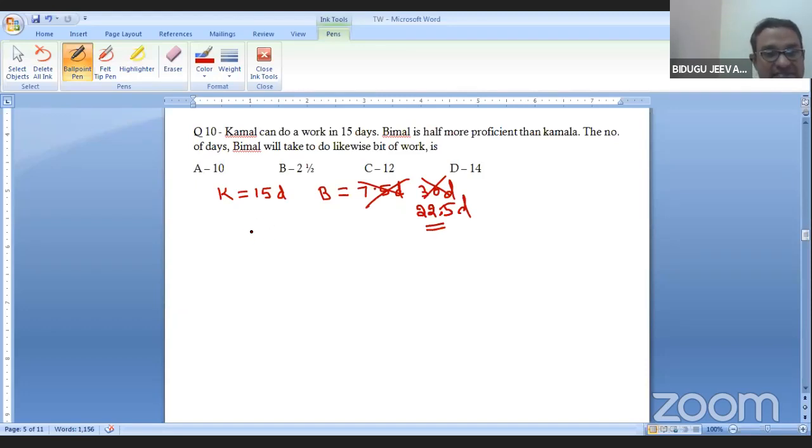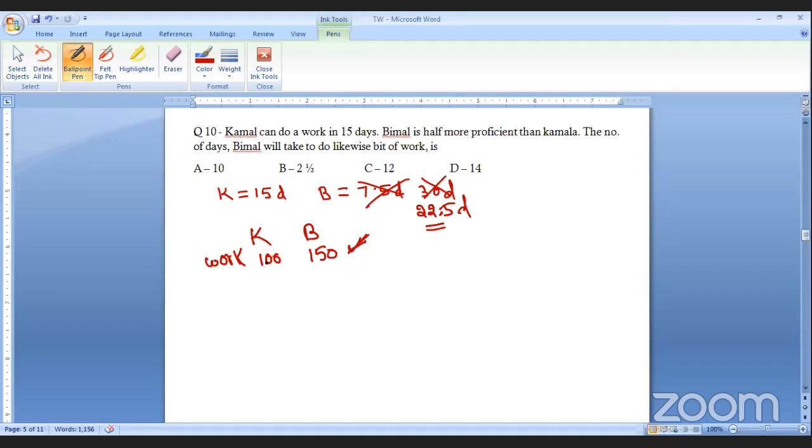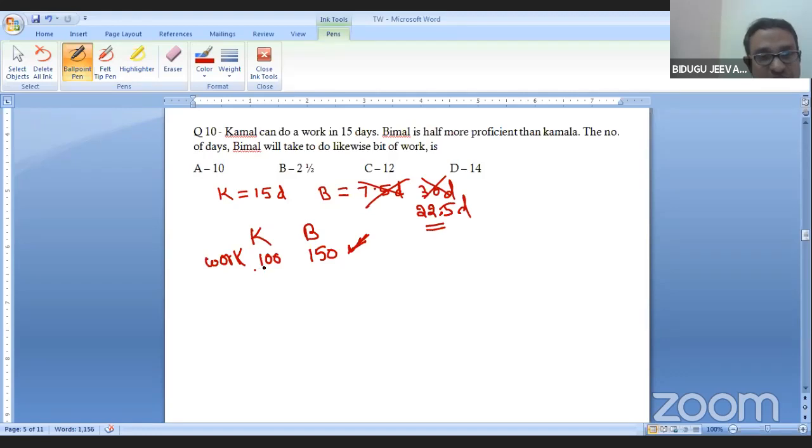Okay, let us write K and B. Bimal is of more proficiency than Kamal, right? Proficiency means work. Let me write. Kamal can do 100 works. Half more, that is 150 works he can do. Is it correct, all of you? Yes, sir. So you have to accept. Kamal can do 100 works. He's half more, half in the sense 50, more in the sense 150 works he can do.